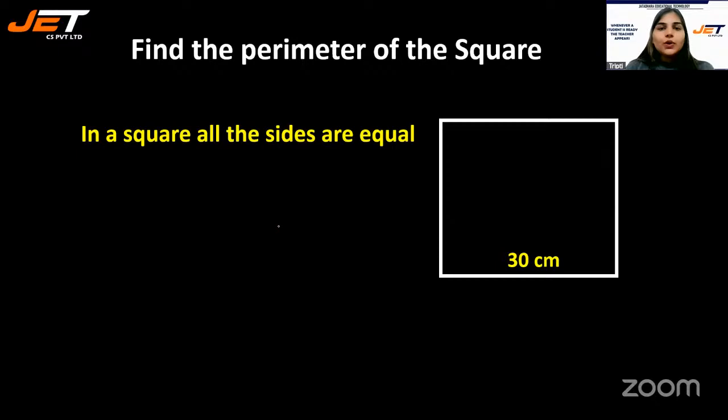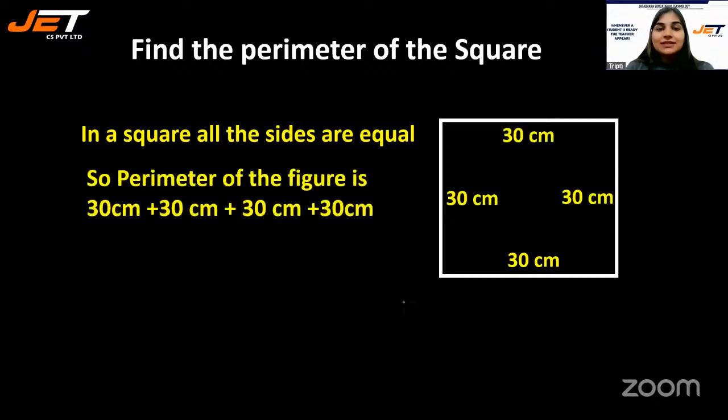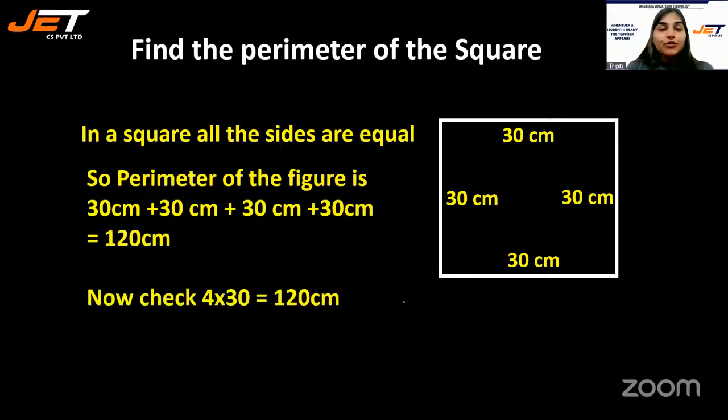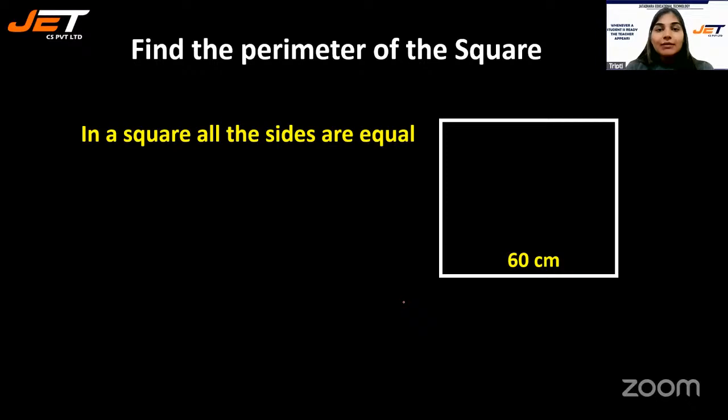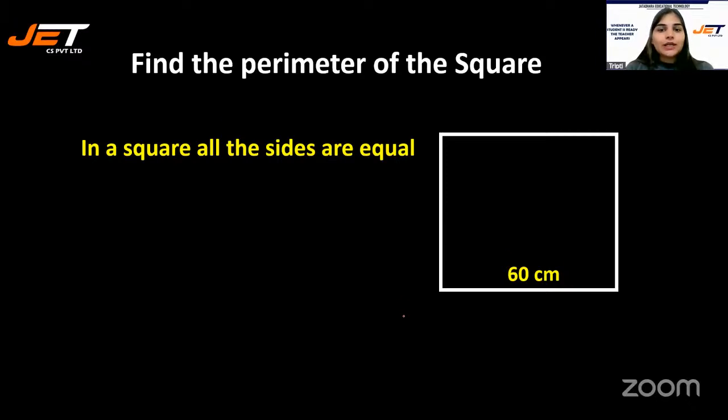Okay, so here we have 4 times 30, or 30 plus 30 plus 30 plus 30, which is equal to 120 centimeters. So that's how you can find the perimeter of a square. We'll do one more.